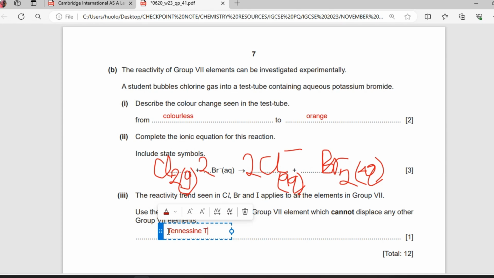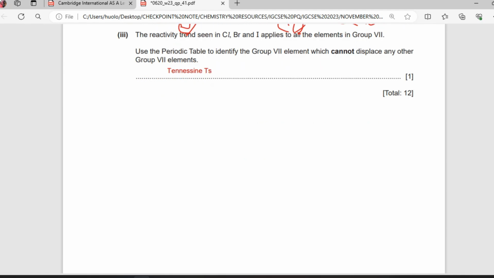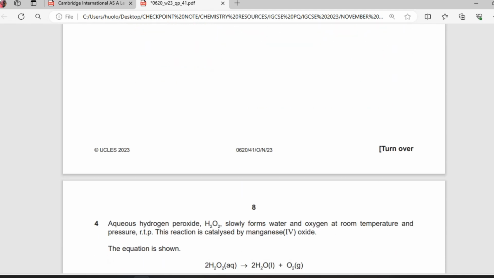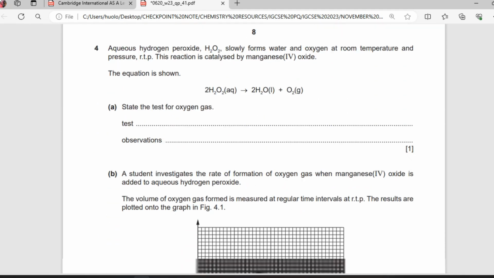Tennessine, talking about Ts. Okay, that's great. We've done a good job. We can make progress now. We have a good 12 marks.